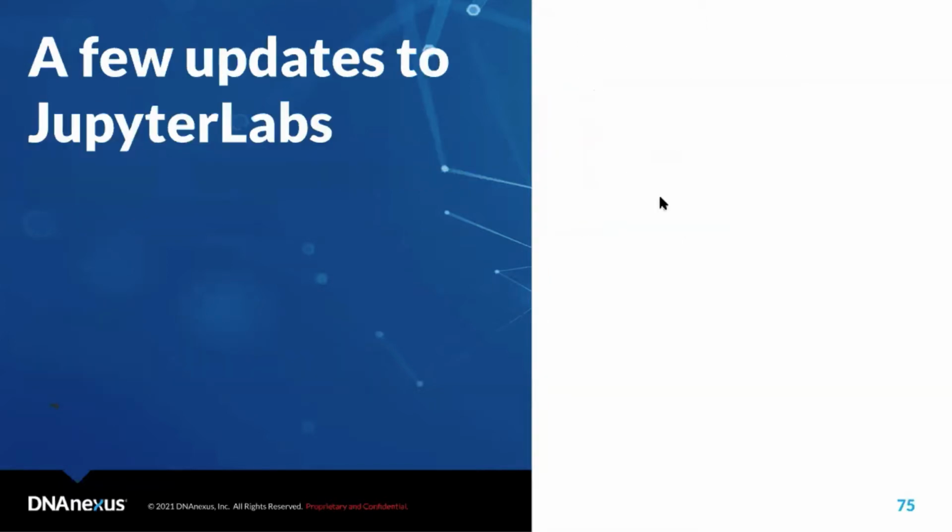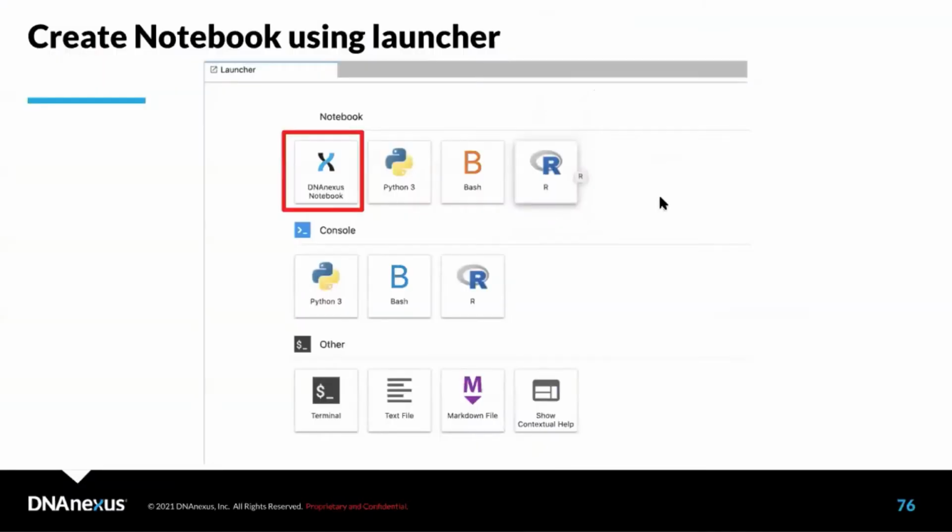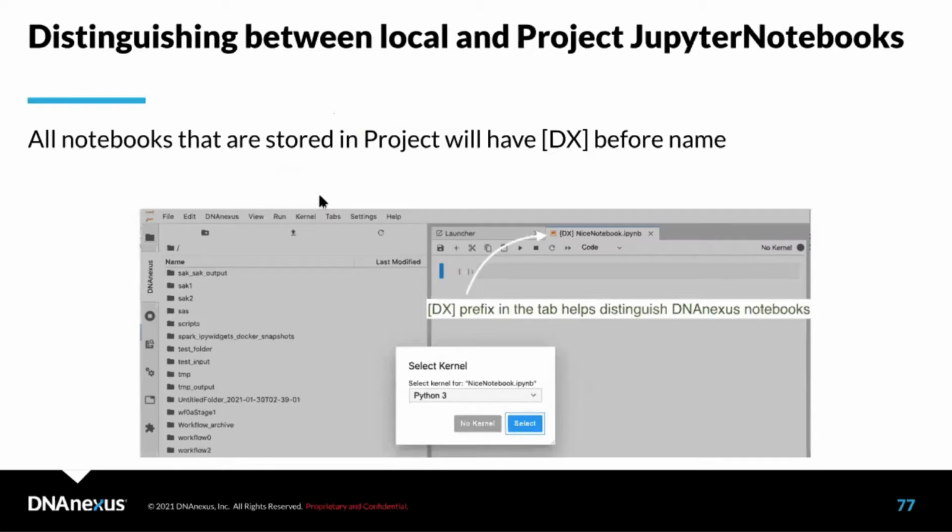Before we get started, these are some late-breaking updates. There have been a few updates to the JupyterLab interface, but these are all good things, I promise. In the last session, we showed you how to create a notebook in the project storage using that menu item. There is now an item in the launcher that allows you to create a notebook directly in the DNAnexus project storage. There's now a little DX prefix on the notebook, which is your clue that your notebook is in the actual project storage.